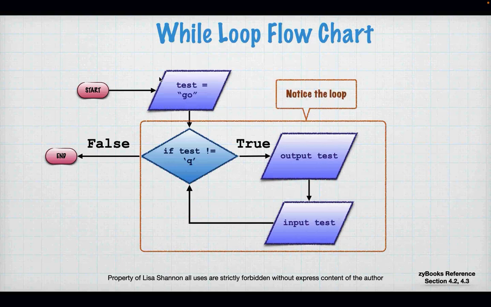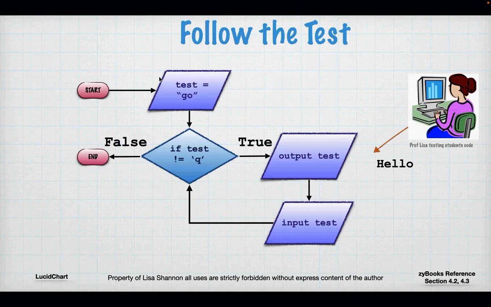I have start, I've set my test variable equal to go. You'll notice there's no while in that diamond. It is an if condition because I'm asking a question. The loop comes in, and what happens if it's true and what happens if it's false? If you look to true, you see I'm going to output what test is. I'm going to ask for input again, and then I'm going to go back up to the same if statement. That is the loop.